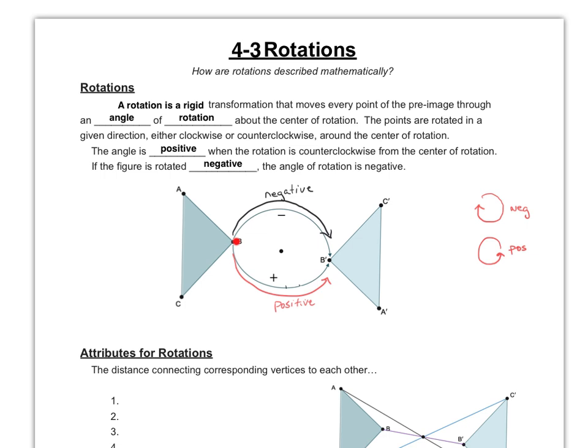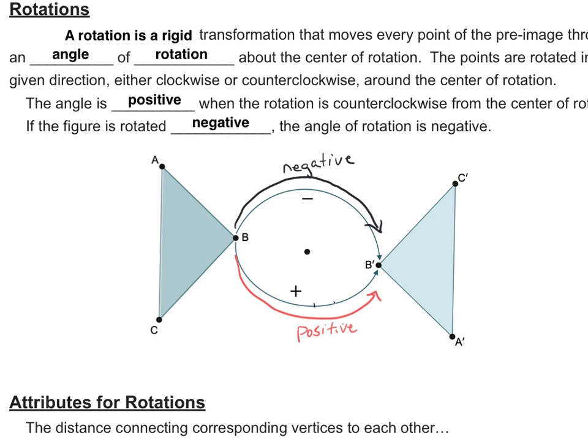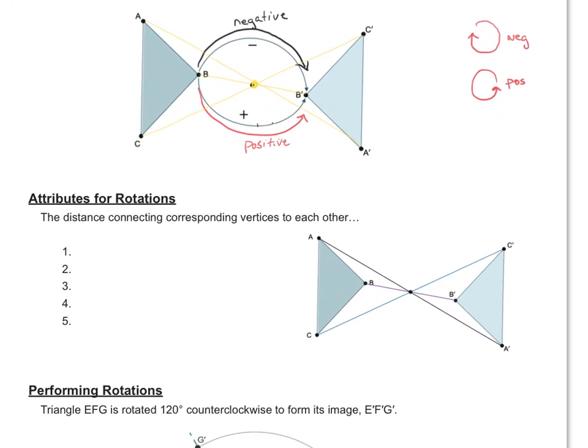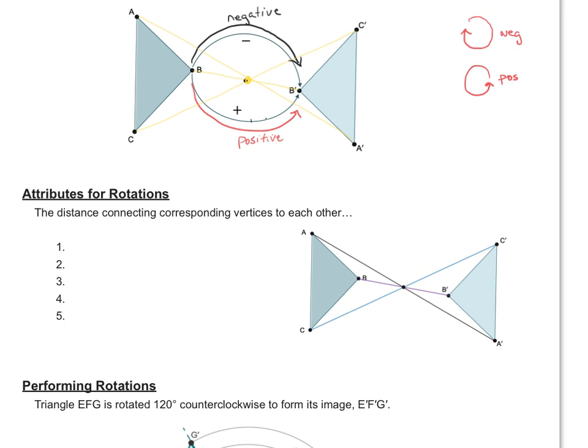And then just thinking about the center of rotation, there's some things that we can actually do that appear in the next image. But here, if we connect our points, this is an indication that we went 180 degrees. It looks like the center of rotation, all of my connecting corresponding vertices, will pass through that center of rotation. But again, things that we'll identify here on this next image. Distance connecting corresponding vertices to each other. So we can list some here, but let's just look at it.